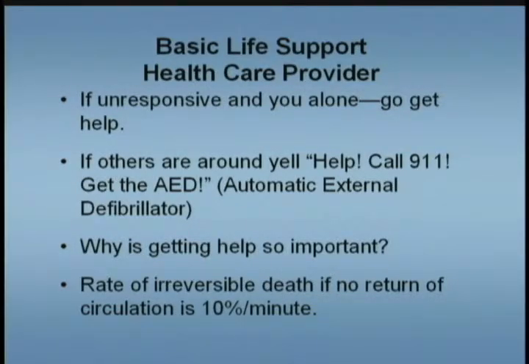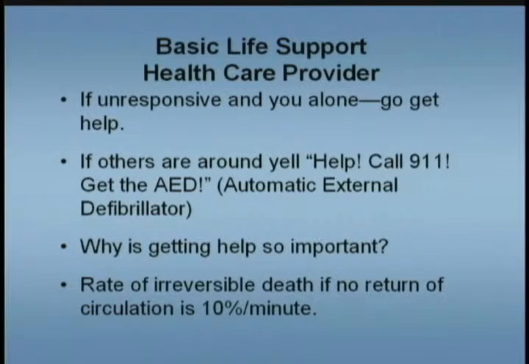AED stands for Automatic External Defibrillator. These are the devices you see in the airports, and basically what they are is they have two big sticky pads. One goes on the chest, one goes on the back, and you press the start button, and it automatically analyzes the patient's heart rhythm and defibrillates if the patient needs it. All the person needs to do to initiate this is hit the start button. The machine does the rest.